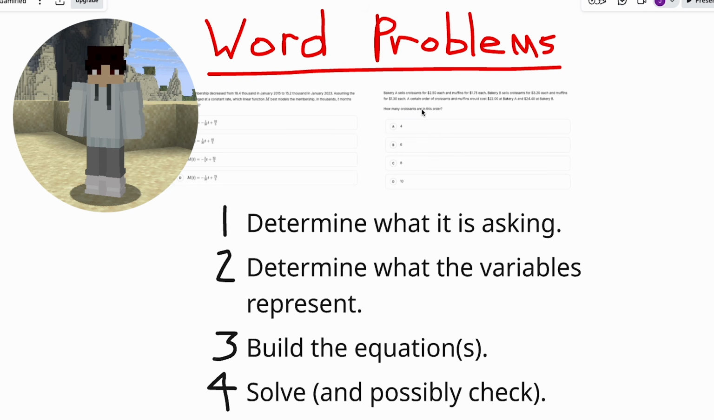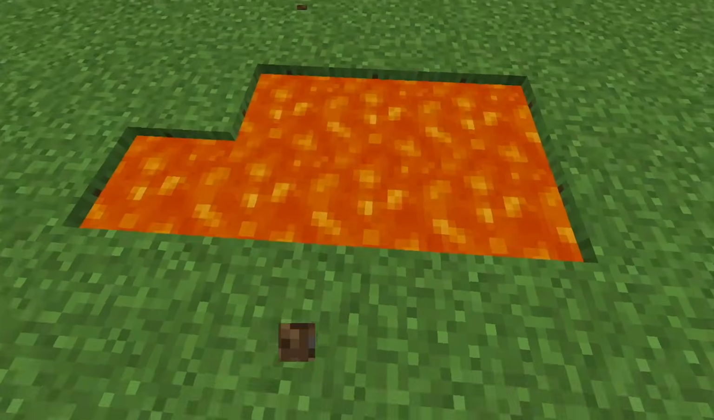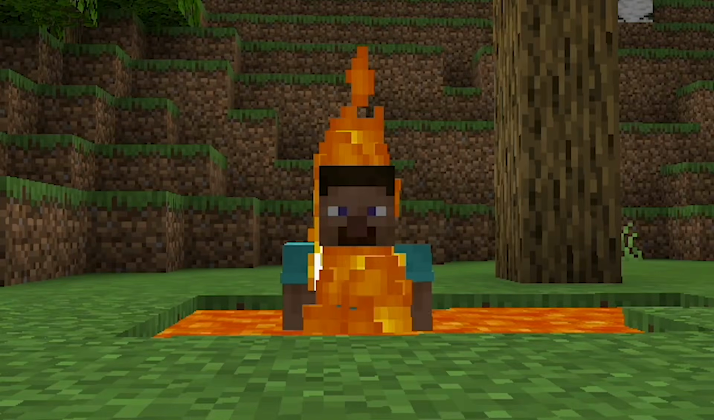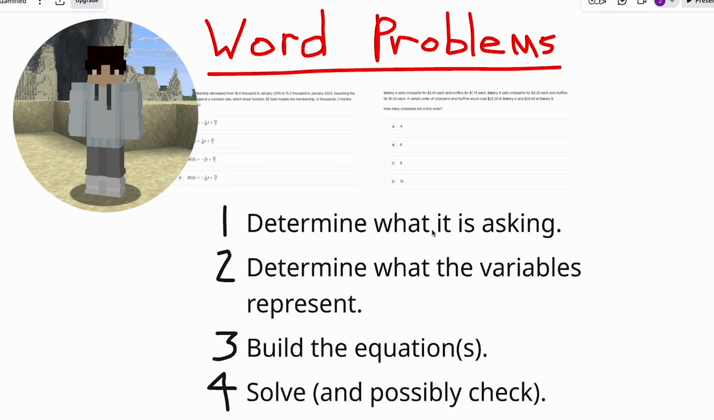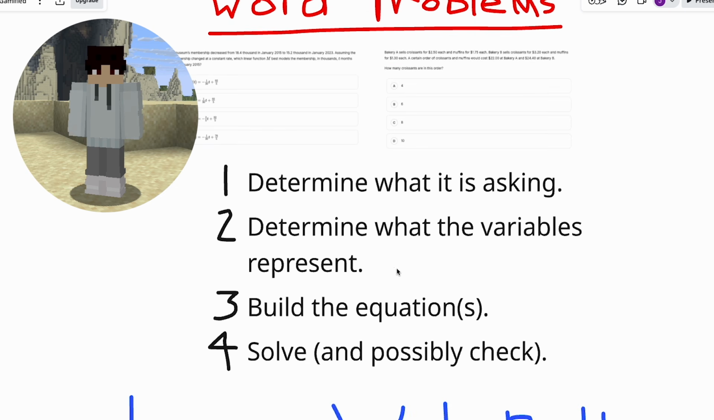You see, to solve a word problem like one of these on the screen, you need to do 4 different things. And if you skip a single one of these, you're basically screwed, I'll be honest. 1, determine what the question is even asking in the first place. 2, determine what the variables represent. 3, make the equations. And 4, solve the question.